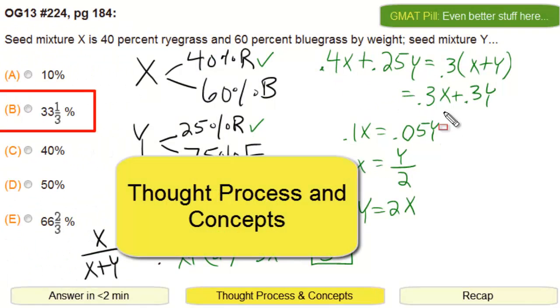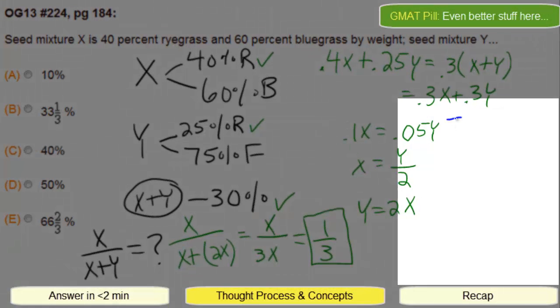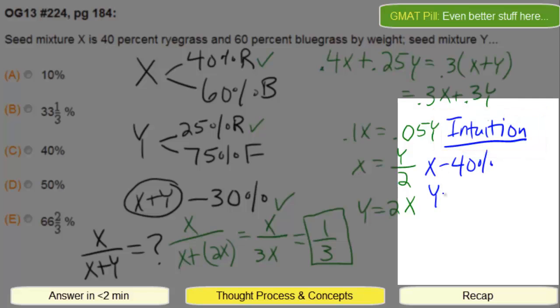So we got the answer here, but I also think it's important that you understand the intuition behind this question. So let's look at the intuition, right? We're told that with X you have 40%, and with Y you have 25%, and then some kind of combination gets you a mixture that has 30% ryegrass.